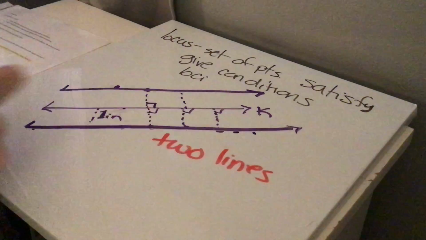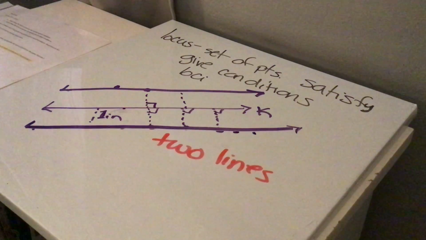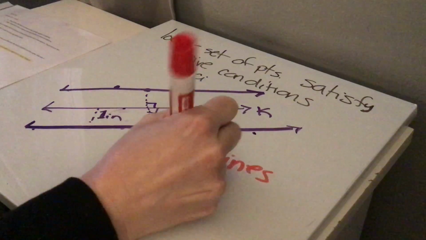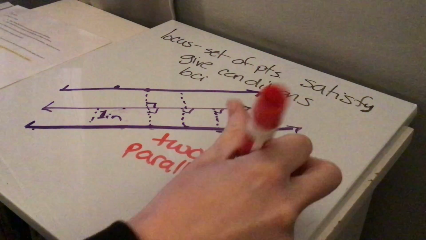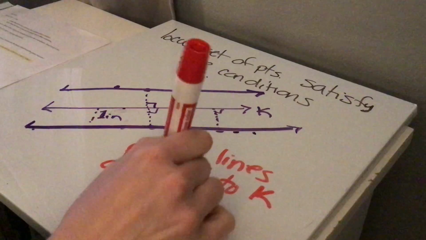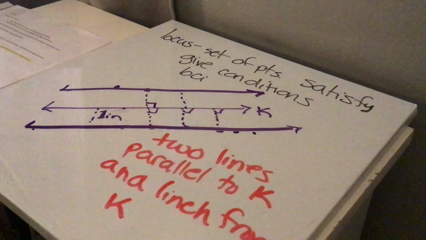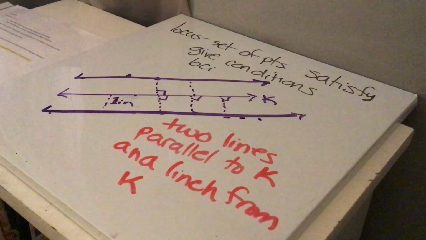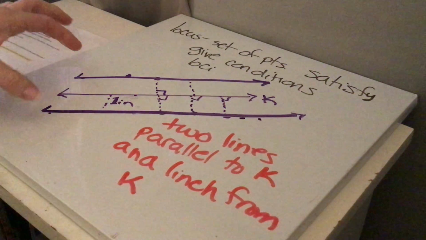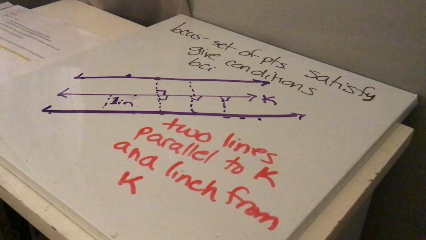Well, what do we notice about these 2 lines? Because they have to be an inch away, they're never going to intersect line K. So that means 2 lines that are parallel to K and 1 inch from K would be how we would describe the locus of points that satisfy that given condition. Any points on these 2 lines are 1 inch away from line K.